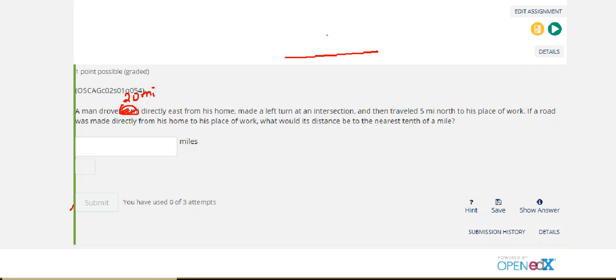So I'm going to draw XY coordinates, and you do know this is east, this is north. So this is what's happening, and 10 miles east, okay? And then made a left turn at an intersection and traveled 5 miles north. So instead of 5 miles, how about I use say 2 miles north, okay? So in other words, suppose this is 20 miles already, and then 2 miles north. This is 2, okay? And so this is where he works. That's where he works, okay?